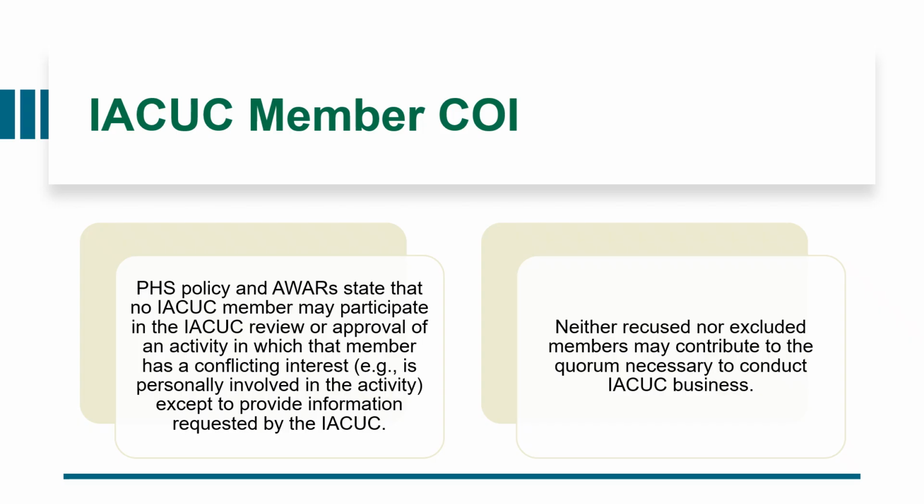Per PHS policy and AWARS, IACUC members must not participate in the review or approval of any activity in which they have a conflict of interest, such as being directly involved in the research. Members may only provide information if requested by the committee. When a conflict exists, the member must recuse themselves from the discussion and voting. Recused members cannot be counted toward quorum while the protocol is under review.